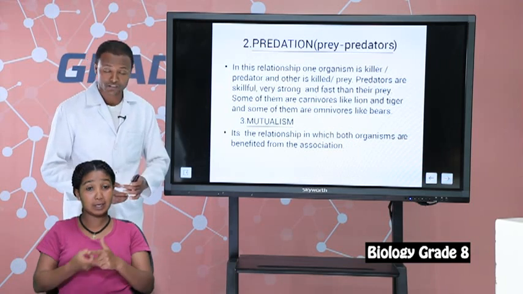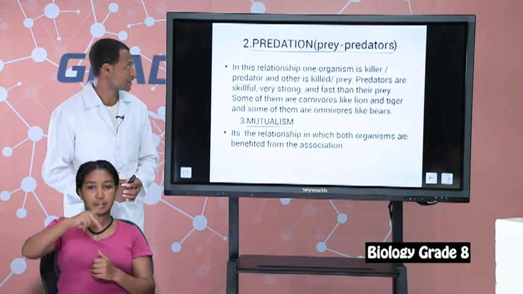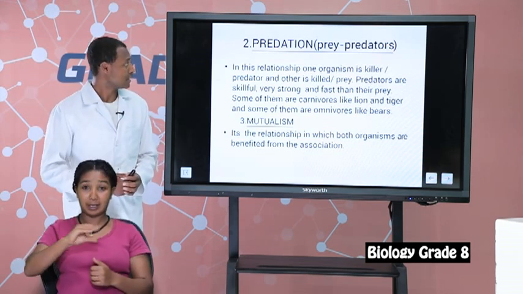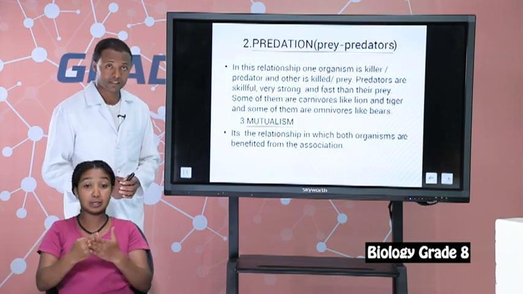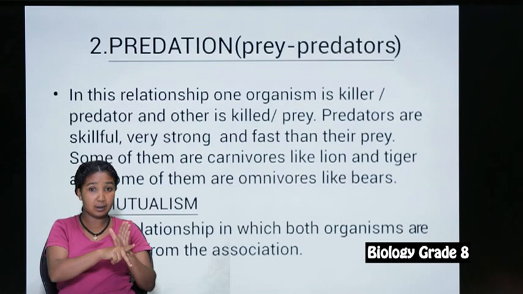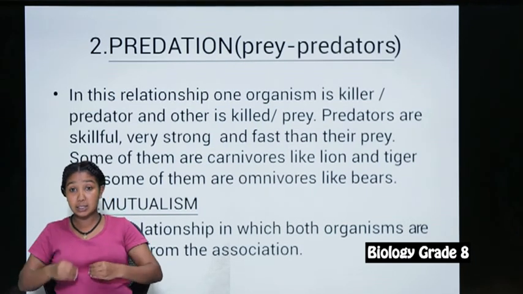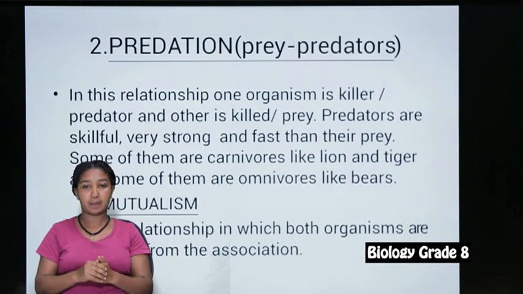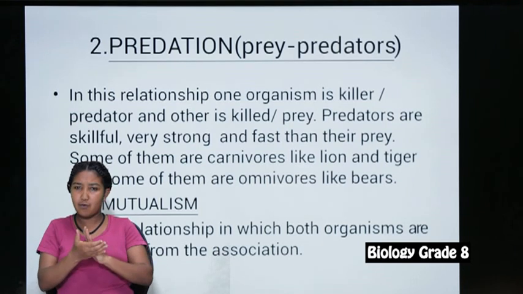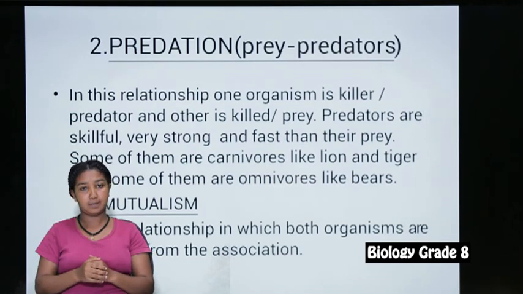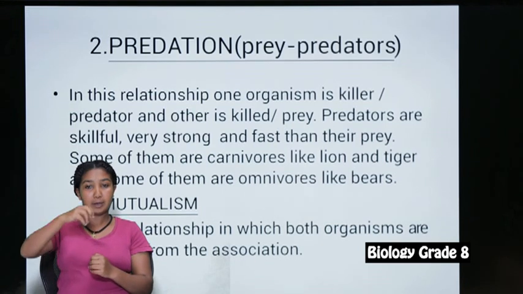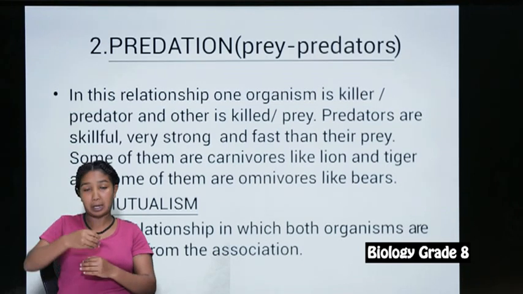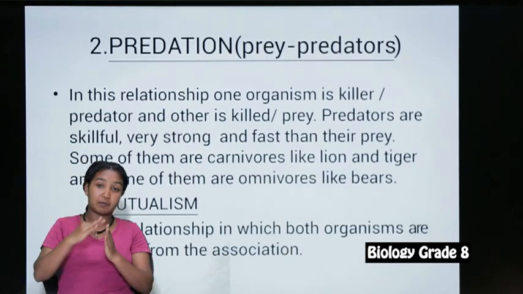The second association is predation. That is the prey-predator relationship. In this relationship also, one organism is the killer. That means it benefits from the association, whereas the other organism is killed, that is the prey. Predators are skillful, very strong, and faster than their prey. These are the characteristics of predators. Some of them are carnivorous, like lion and tiger, and some of them are omnivorous, like bears.